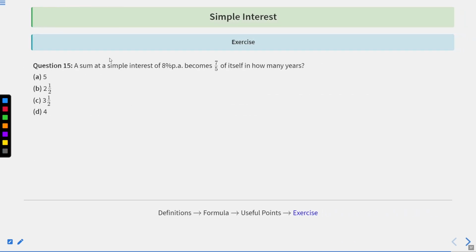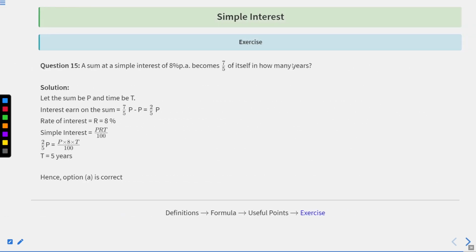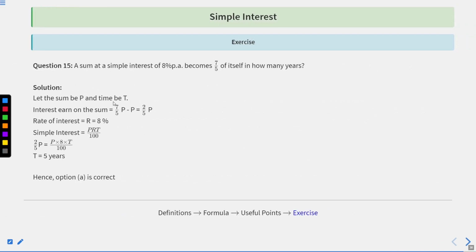Question number 15. A sum at a simple interest of 8% per annum becomes 7 upon 5 of itself in how many years? So let the sum be P and time be T. Interest earned on the sum is equal to 7 upon 5P minus P, that is equal to 2 upon 5P. So the rate of interest R is 8%, and the simple interest is equal to principal into rate into time upon 100. That is 2 upon 5 P equal to P into 8 into T upon 100. That means T is equal to 5 years. So the option correct here is option A.